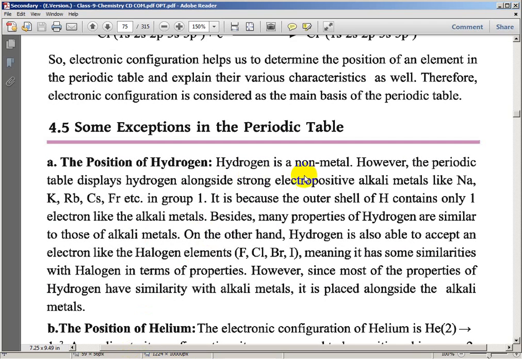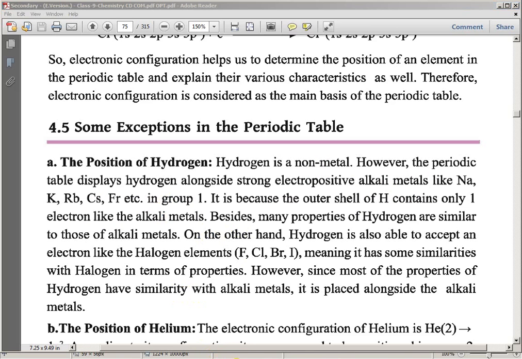We know hydrogen is a non-metal. However, the periodic table displays hydrogen alongside the strong alkali metals. Hydrogen is placed with alkali metals like sodium, rubidium, cesium, francium in group 1. Hydrogen is a non-metal, but it is placed with metals like sodium, rubidium, cesium, francium in the periodic table, group 1.